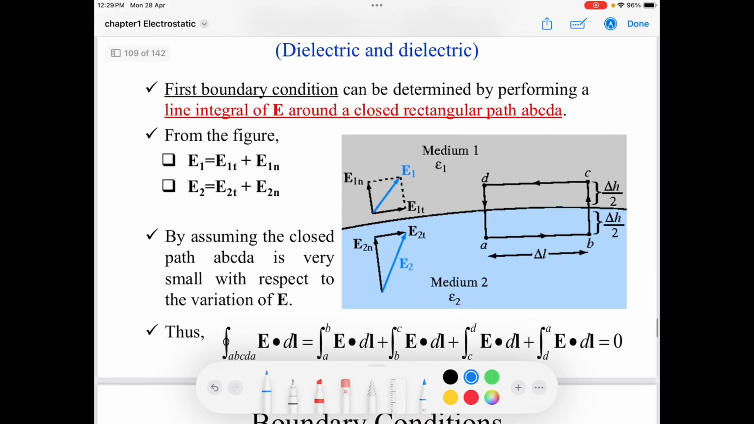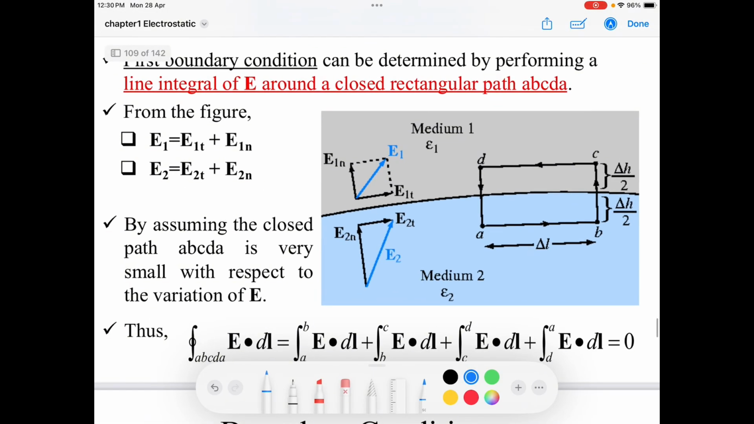So now you look at this diagram. You have medium 1 and also medium 2, each of them having different dielectric properties. E1 represents the electric field in medium 1 and E2 represents the electric field in medium 2. Every E1 and E2 we break into normal and tangential components. You can see how they are labeled.